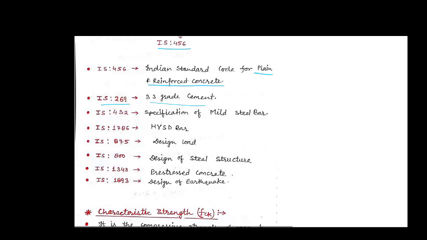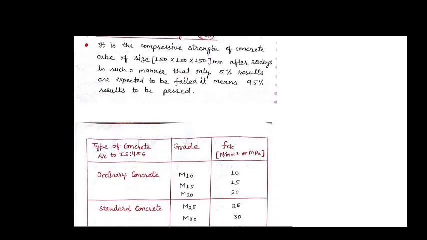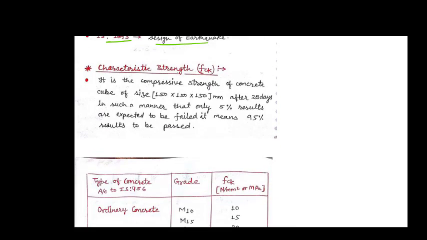For load consideration, because there are many types of load coming on the section, we will consider IS 800 for design of steel structures, IS 1343 for pre-stressed concrete, and IS 1893 for design of earthquake. Okay, so the most important code is here IS 456. Okay, so there are certain common terms which we will go through in today's lecture.